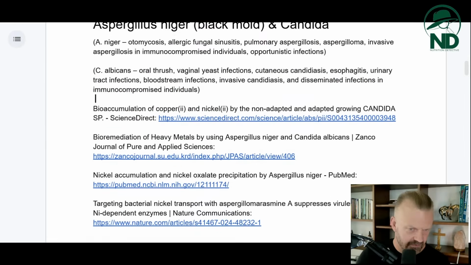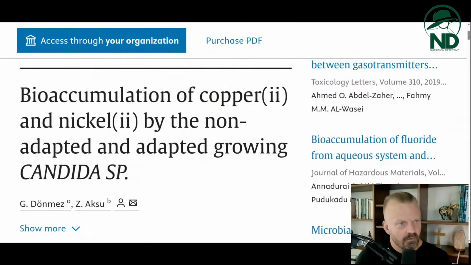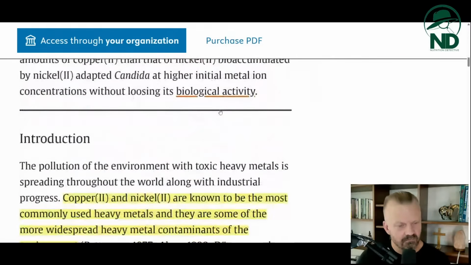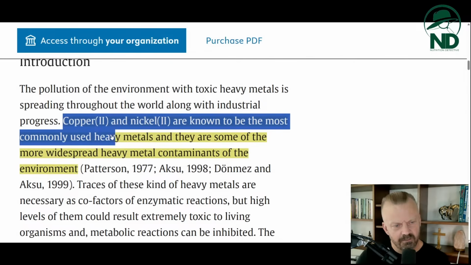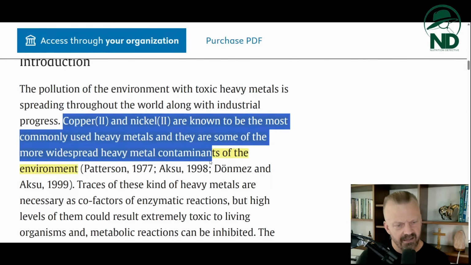Okay, so look at the title of this paper. Bioaccumulation of copper-2 and nickel-2 by the non-adapted and adapted growing Candida species. Where's my highlight? There it is. So, I just thought I'd hit on this. Copper and nickel are known to be the most commonly used heavy metals, and they are some of the more widespread heavy metal contaminants of the environment.